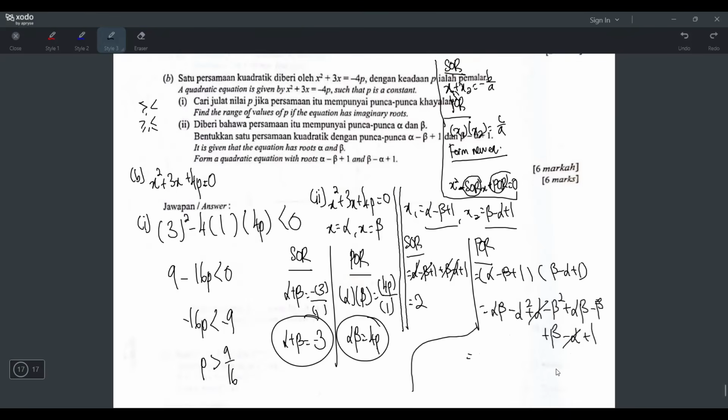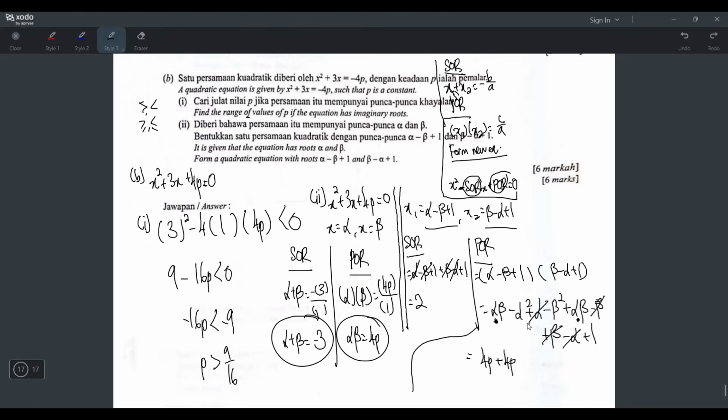When you reach here, you can see there are some terms I can cut. Alpha minus alpha can cut. What else? Negative beta plus beta also can cut, because negative 1 beta plus 1 beta is 0. What about alpha beta and alpha beta? This one cannot cut, but I can do it because alpha beta is 4p, right? So it becomes 4p plus 4p. That's the alpha beta and the alpha beta here.